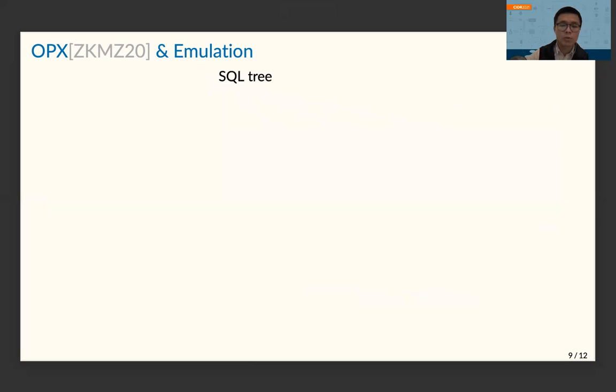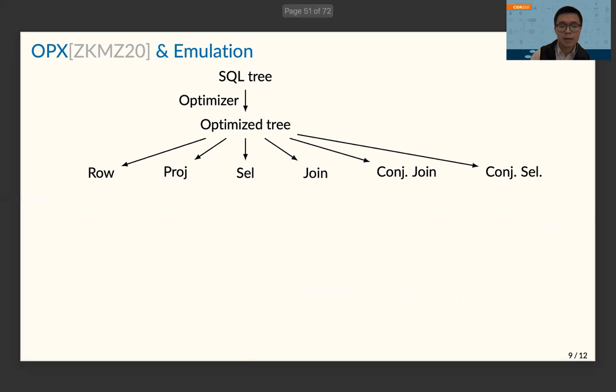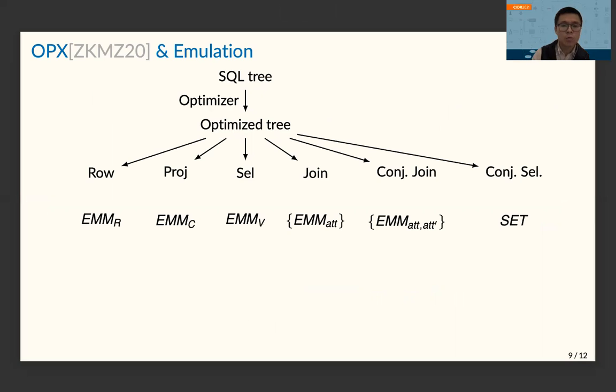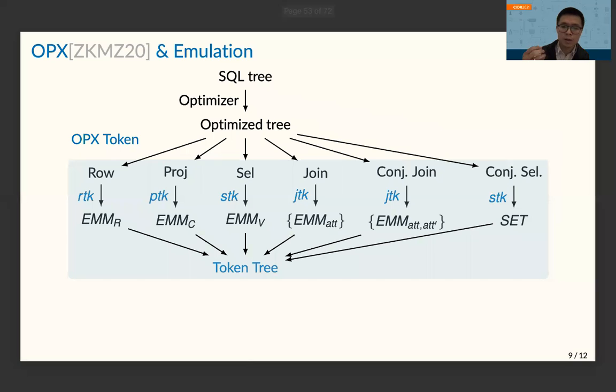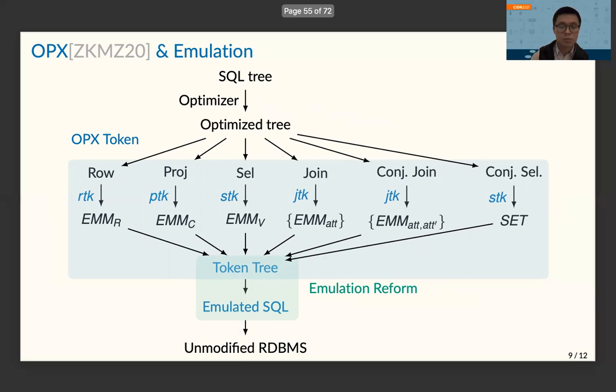For queries, we start with a SQL tree, and it goes through a standard optimizer to become an optimized query tree. For these operations, we know that they all have representations in the encrypted database. Therefore, OPX can use the token algorithm to compute the tokens for all of these encrypted data structures. As a result, it outputs a token tree. This token tree then goes through another algorithm called emulation reform to become a SQL query again. This SQL query can then be run on an unmodified database.